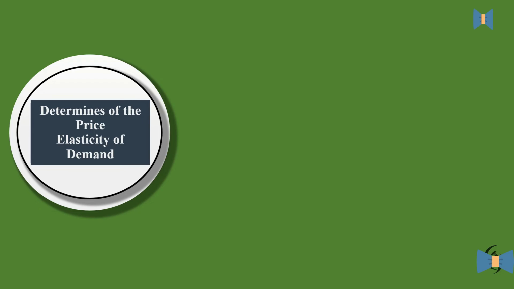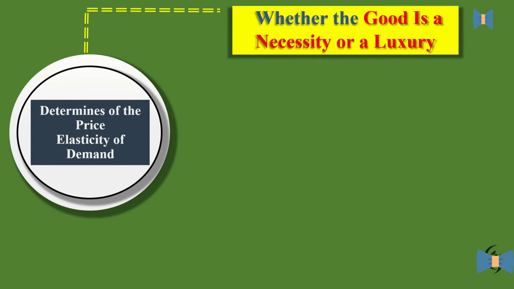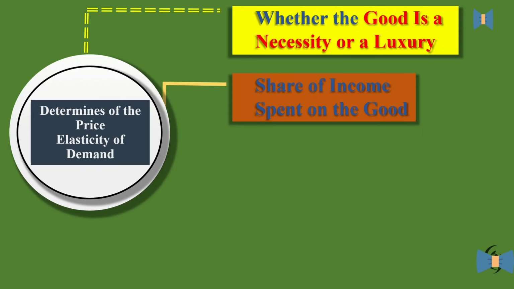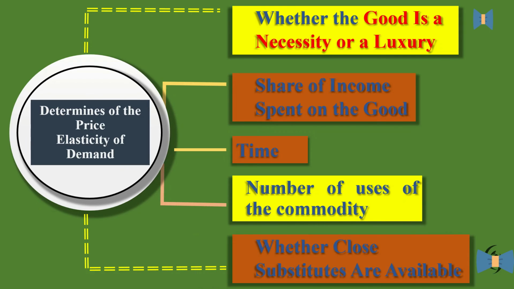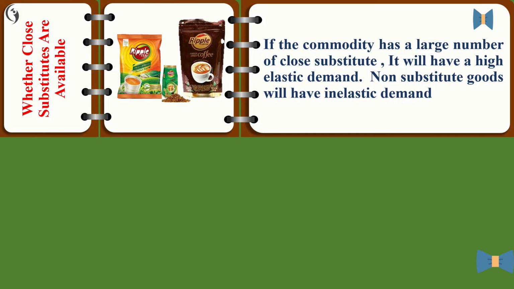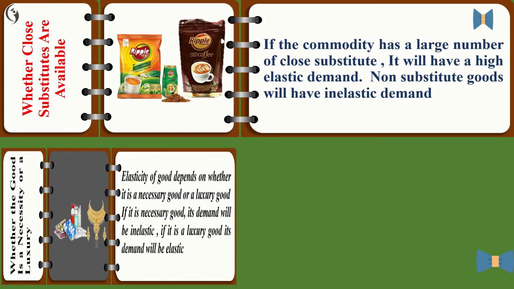What are the determinants of price elasticity of demand? Whether the good is a necessity or a luxury, the share of income spent on the good, time, the number of uses the commodity has, and whether close substitutes are available. Whether close substitutes are available is the most important determinant of elasticity of demand. If the commodity has a large number of close substitutes, it will have a more elastic demand. Goods without substitutes will have an inelastic demand.